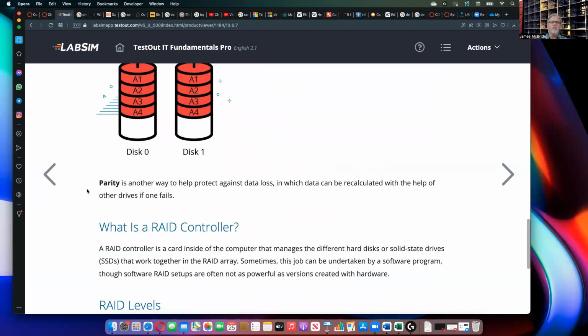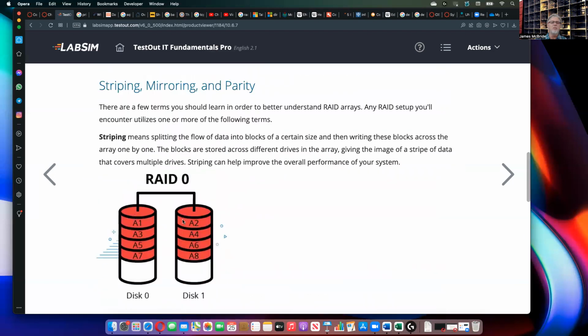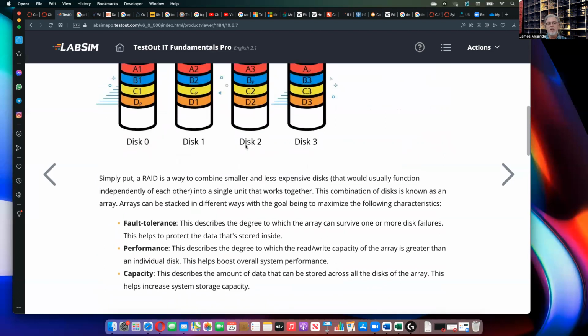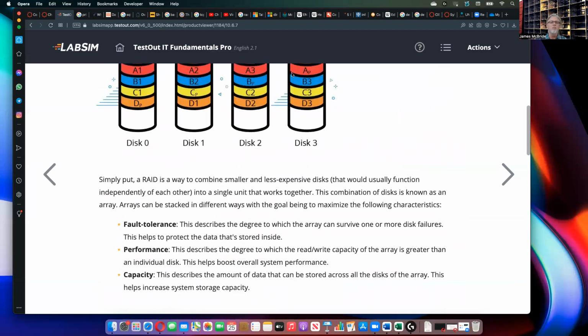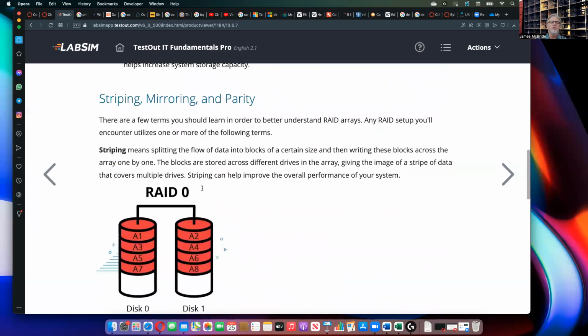All right, so parity. Parity is another way to help protect against data loss, in which data can be recalculated with the help of other drives if one fails. And that's what that little P stands for, is the parity that's being put on. That's where your parity information is.